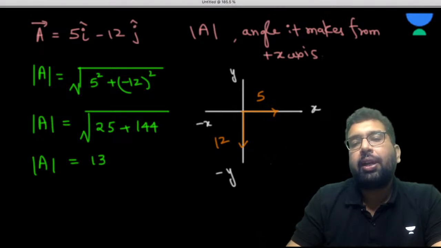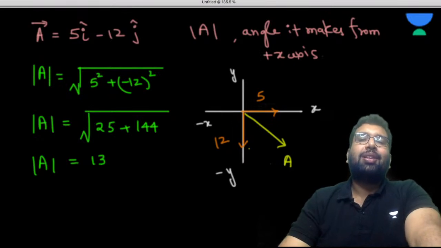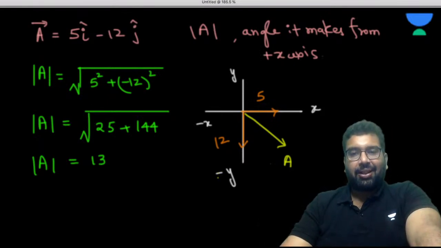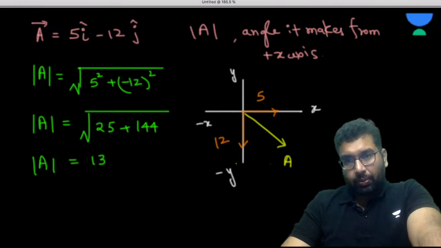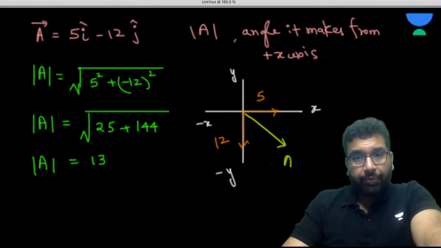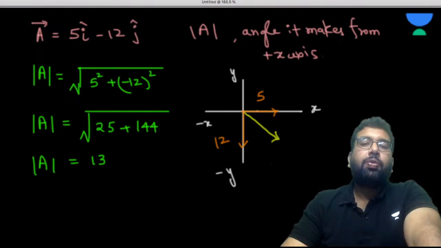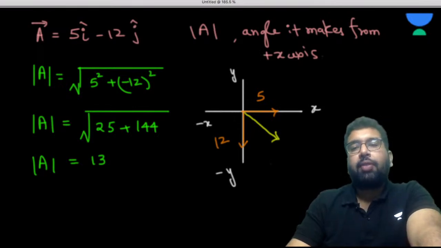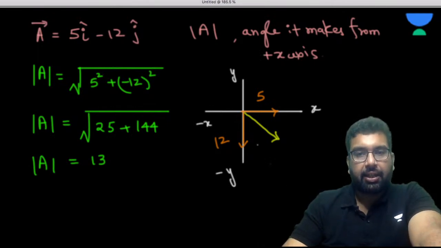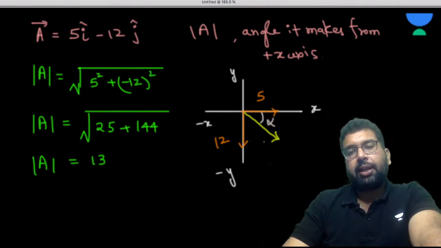Where is your A vector going to be? Your A vector is going to be here. This is going to be your A vector, right? Because if it is 5, it is 12. Now, we need to find the angle from positive x. Let's suppose this angle is alpha.